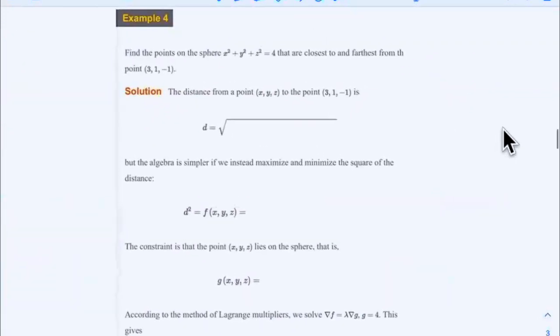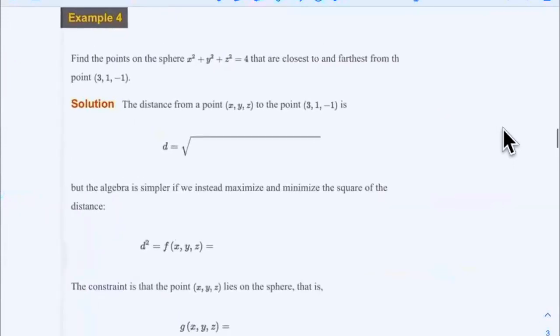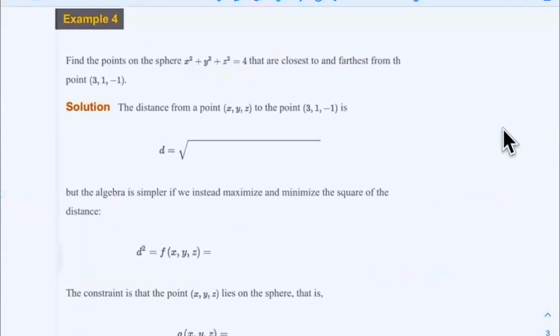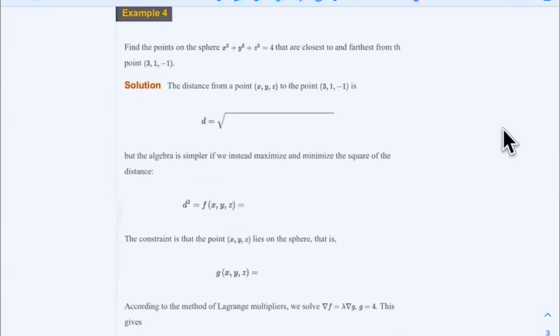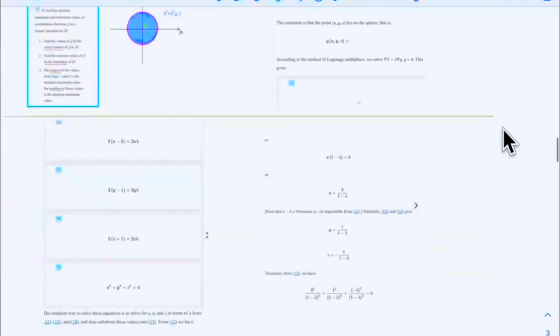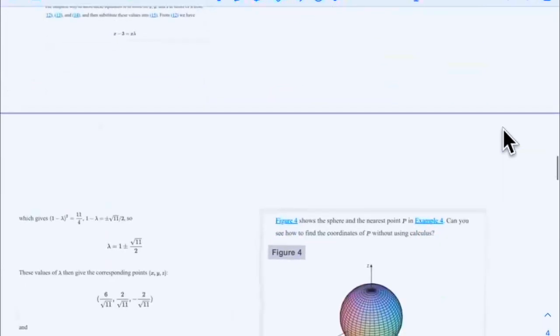Okay, example 4. This one over here, we try to find the points on this sphere that are closest to and furthest from this point. If you want to look at a picture, I have a picture down here. Maybe I'll put it over here. I'm going to put the picture up so you can see.